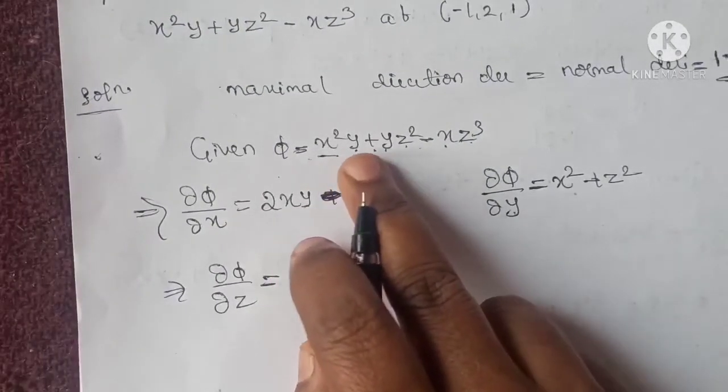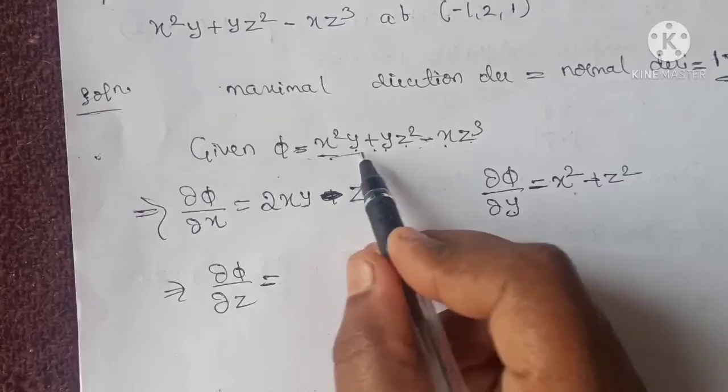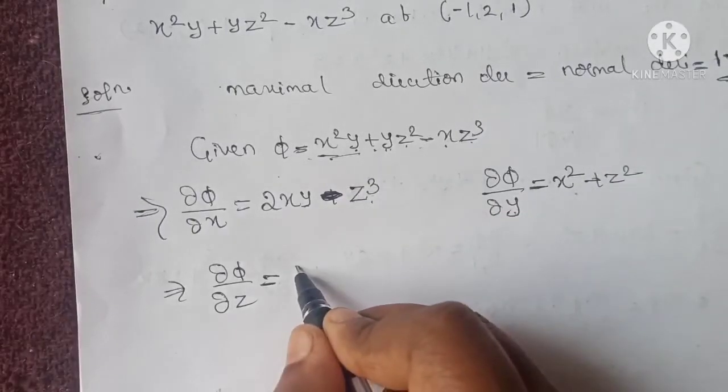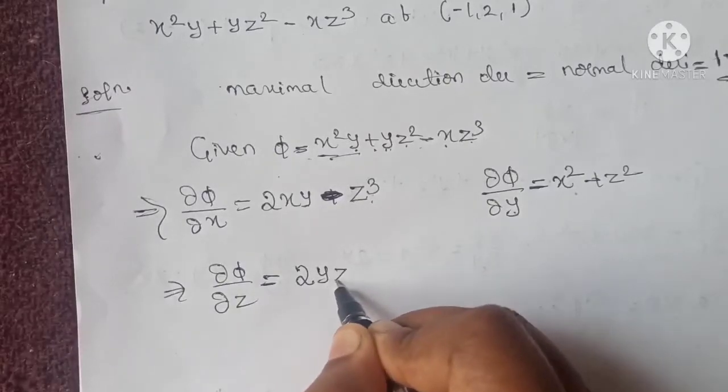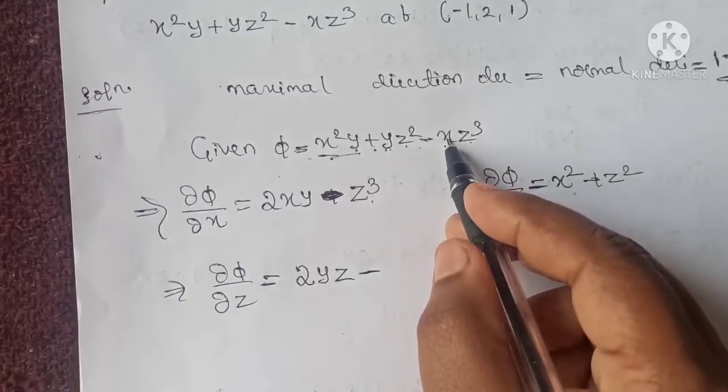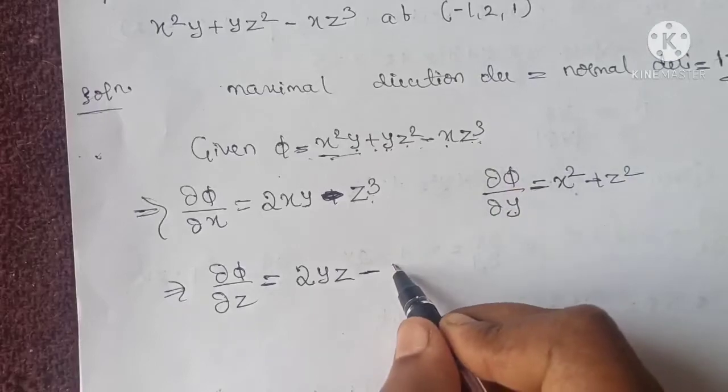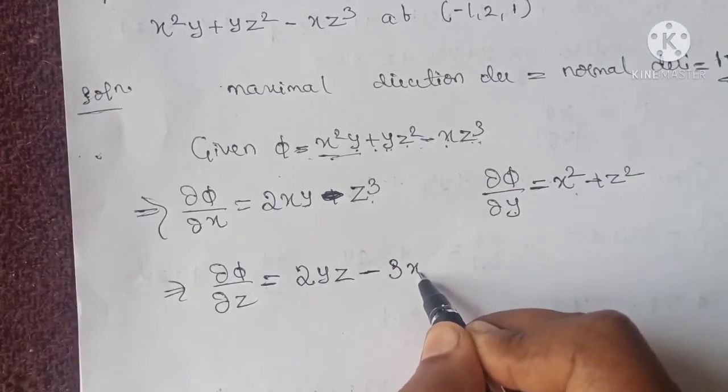Next dou phi by dou z, differentiating with respect to z, x and y become constant. So the first term becomes 0, and y as it is, z square differentiation 2z, therefore it is 2yz, minus x constant and z cube differentiation 3z square, therefore 3xz square.